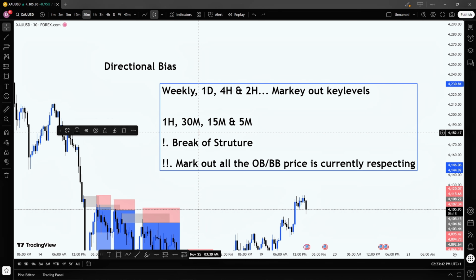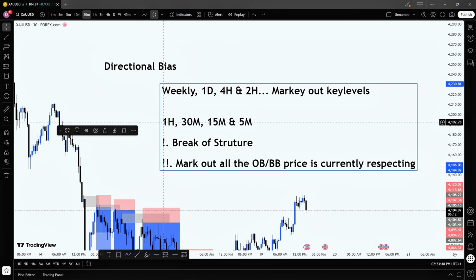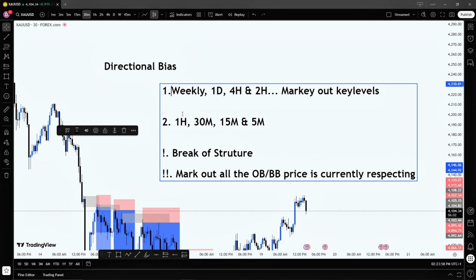It doesn't mean you have to go to weekly, then scale down to 4 hours, scale down to 2 hour. Not like that. It's going to be you going to a weekly, and then you taking the trade directly from a weekly time frame, or you marking out your key level directly from a weekly time frame. Then you need to go to daily time frame again.